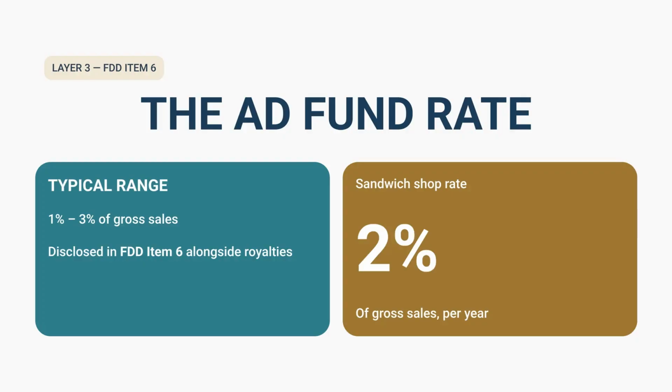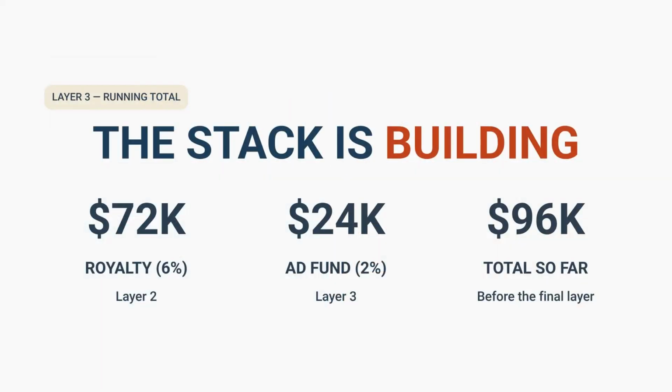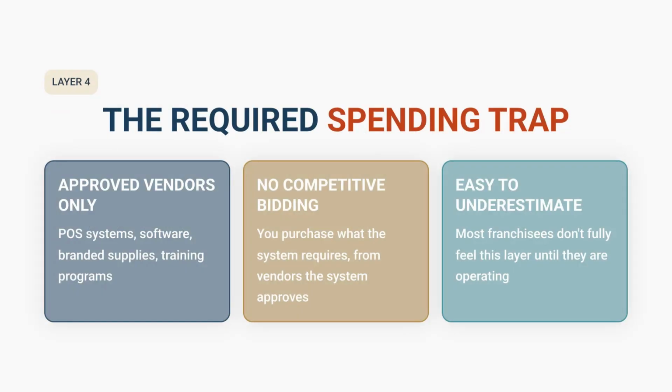For the sandwich shop, the rate is 2%. 2% of $1.2 million is $24,000 per year. Combined with the royalty, you are now at $96,000 annually going out before you address the last layer of the stack. Layer 4 is the required spending trap. This is the layer that tends to be underestimated until you are operating.